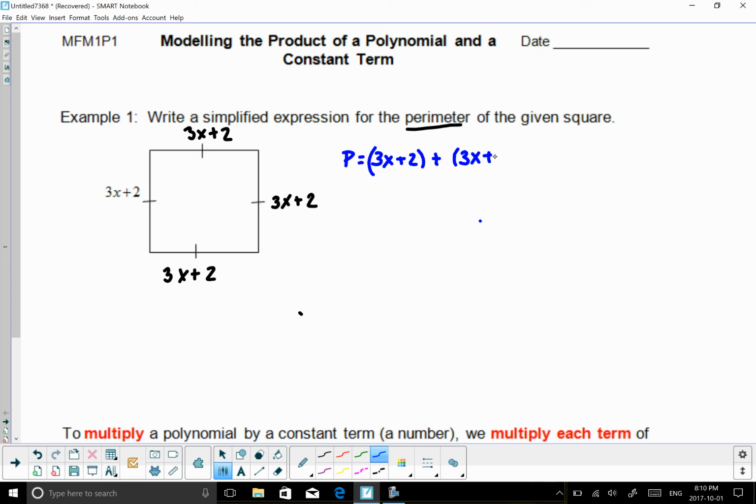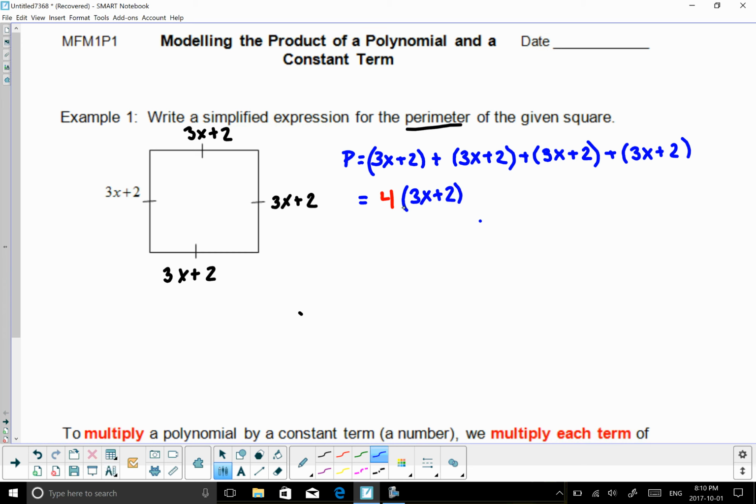The second term, 3x plus 2. Third term, 3x plus 2. And the fourth term, 3x plus 2. Notice these are all exactly the same. I have 3x plus 2 and another 3x plus 2 and another 3x plus 2 and another 3x plus 2. Really, I have 4 3x plus 2's. So I can represent this by writing 4 times 3x plus 2.